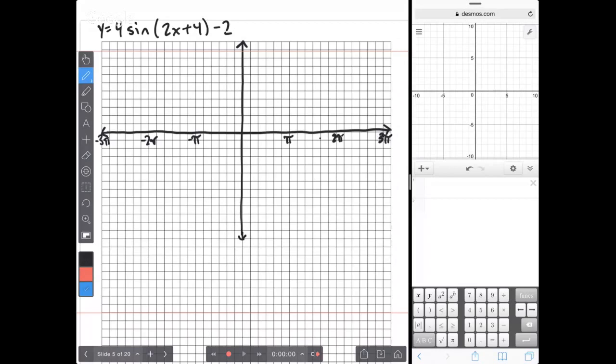Okay, so let's see. What do each of these pieces do? Well, I know that the 4 dilated the amplitude. I know that this changed the period, dilated the period. I know that this moves me left 2, and this moves me down 2.